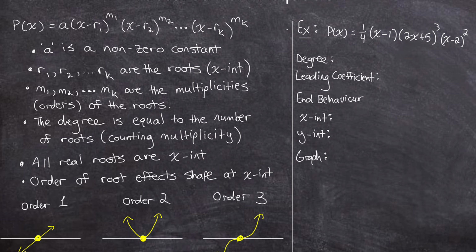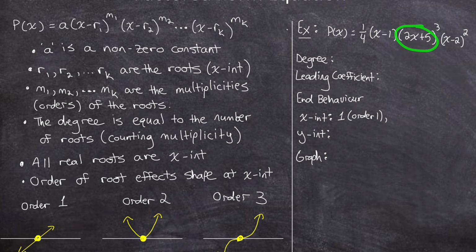The x-intercepts are the real roots of the equation, so the real values of x that make the equation 0. Well, a factored form equation would be 0 if any of the factors were 0. X minus 1 would be 0 if x was 1, and because the exponent on the factor that creates that x-intercept is 1, we would say that x-intercept is order 1.